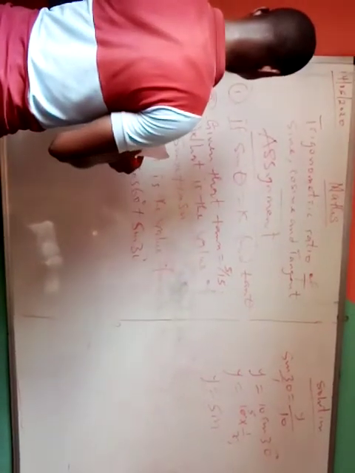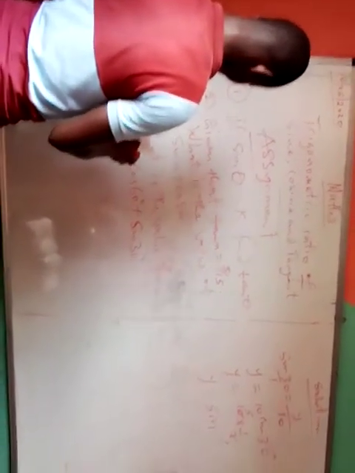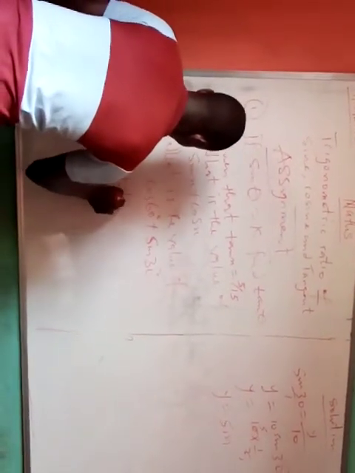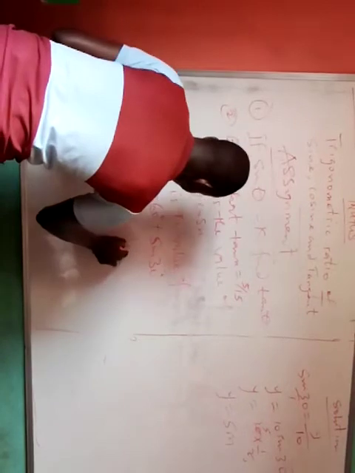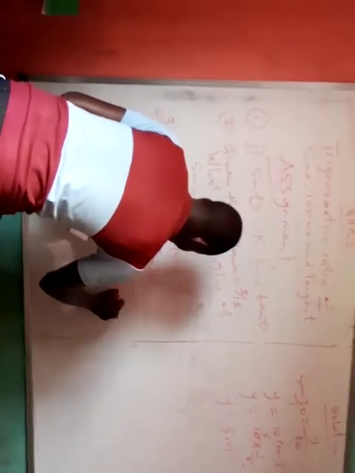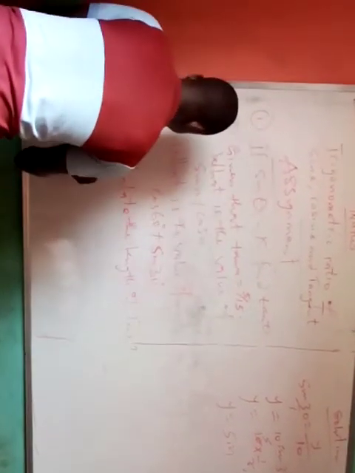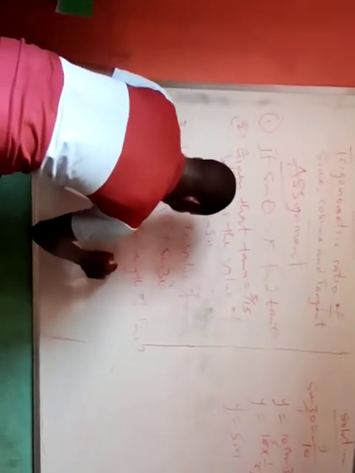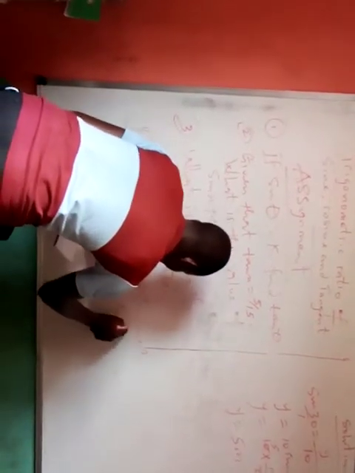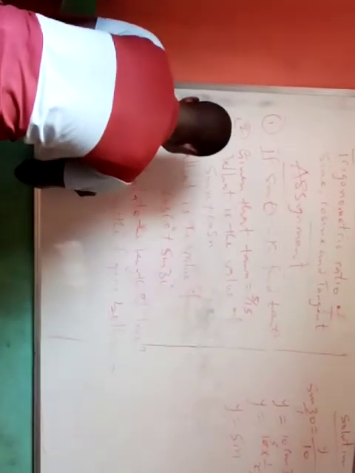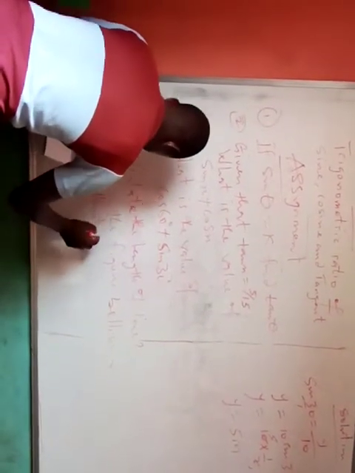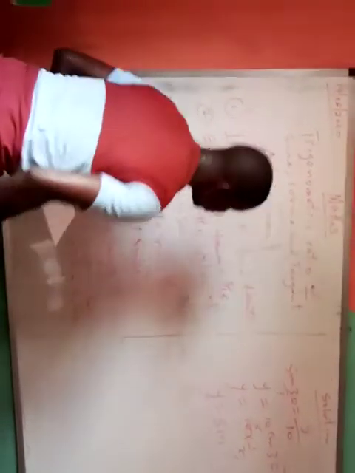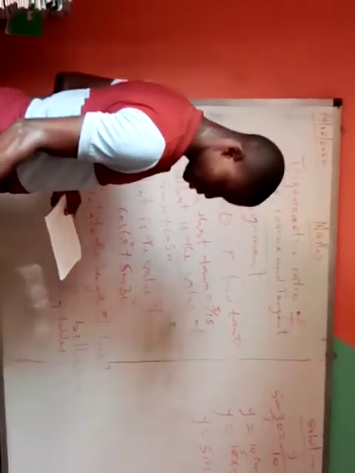Now, number 4. Let me give you one more question. Number 4. Calculate the length of line BC in the figure below without using tables. So let me give you the diagram and we'll call it a day.